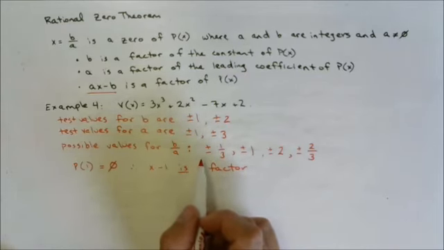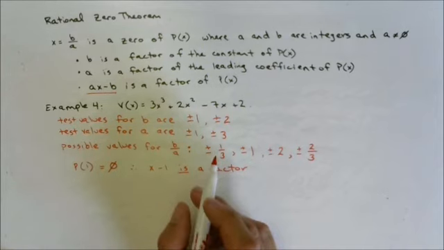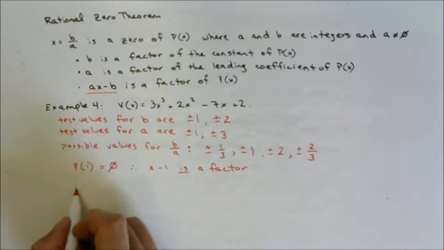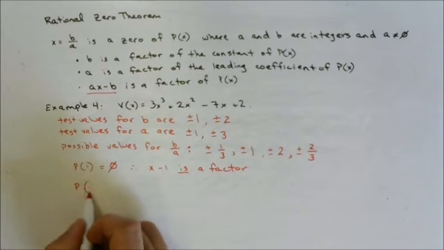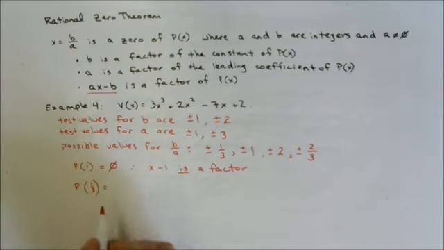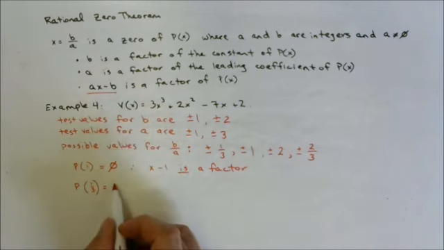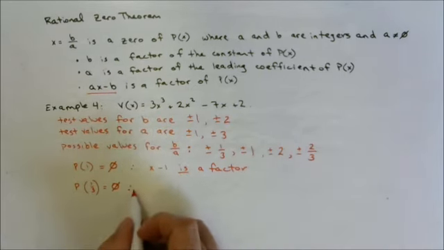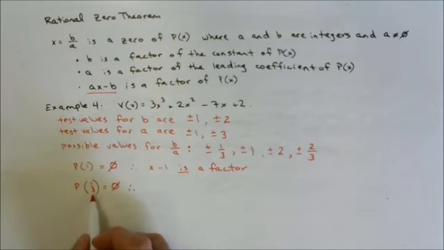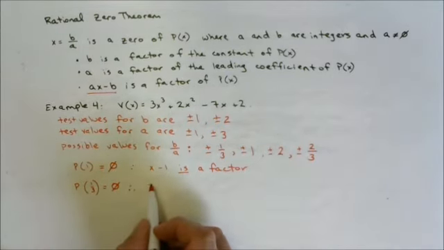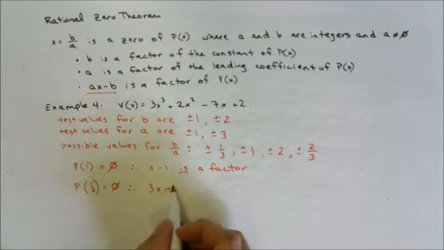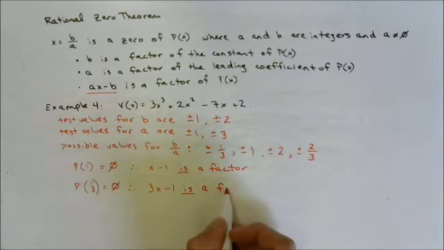That would be good to practice. Still, we're not going to do it. You could test them all. I'm going to do one more: p of 1/3. If you put 1/3 in here for x, you also end up getting 0. You can trust me on that one. What does that tell us? Well, look at b over a. That tells us a is 3 and b is 1. That tells us 3x minus 1 is a factor.